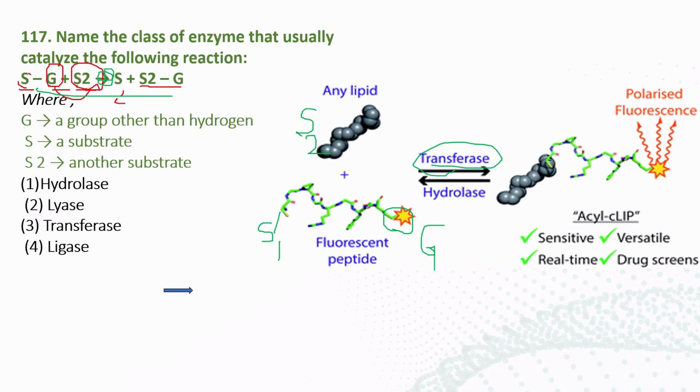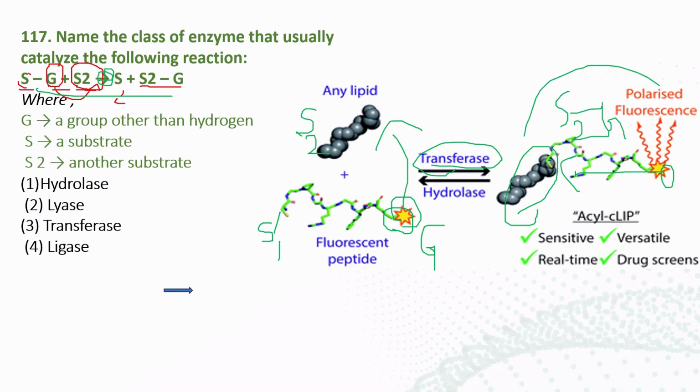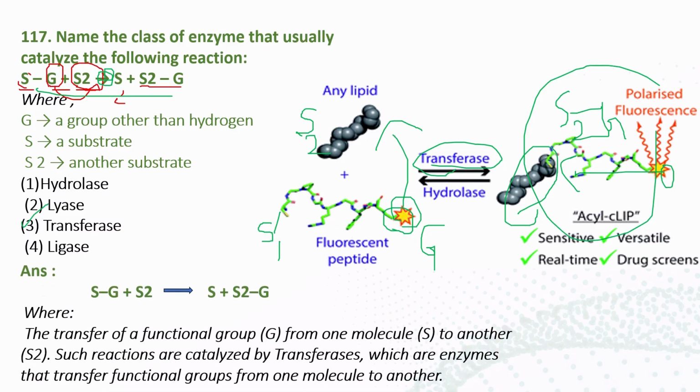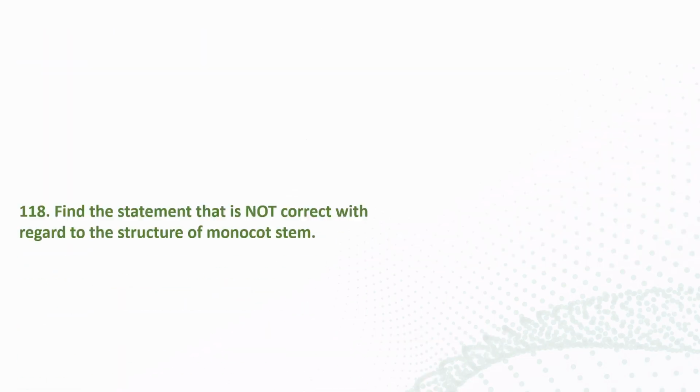Why they named it transferase is that here the functional group is transferred from one substrate to another, right? When the chemical reaction took place, you can see that this fluorescent protein containing the peptide is attached to this lipid. So like that you can see the formation of substrate 2 with the functional group. All this happened with the help of the enzyme, that is nothing but the transferase here. So transferase is the enzyme which transfers functional groups from one substrate to another. Okay, this is the whole process which takes place. We'll move on to the next question.